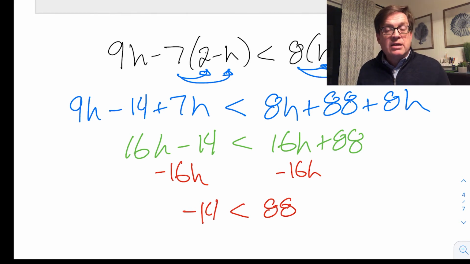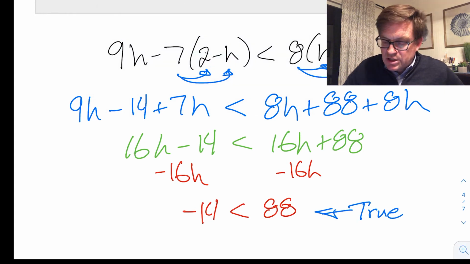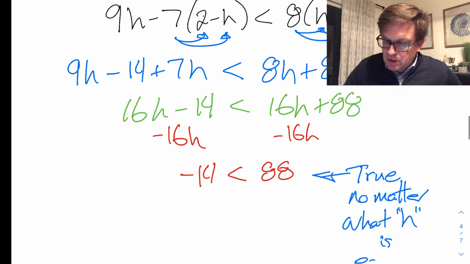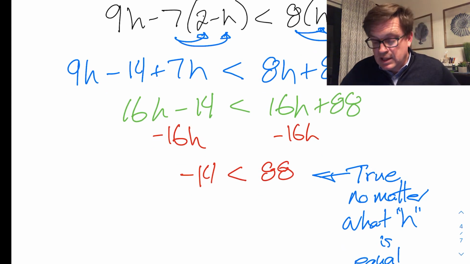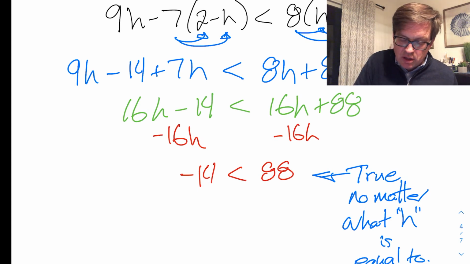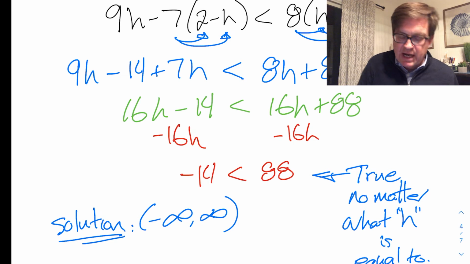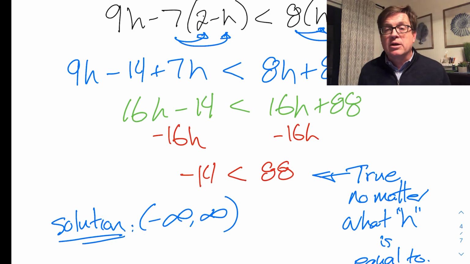If you had ended up with a negative number times h and you divided by that negative number, you'd have to remember to switch the inequality. But in this case, the h's go away. So that means this is true no matter what h is equal to, right? Because negative 14 is always less than 88, it doesn't matter. So we ended up with a true inequality, so the interval negative infinity to infinity is the solution. Any value of h will make this a true fact, because the h's cancel out and they don't really matter.